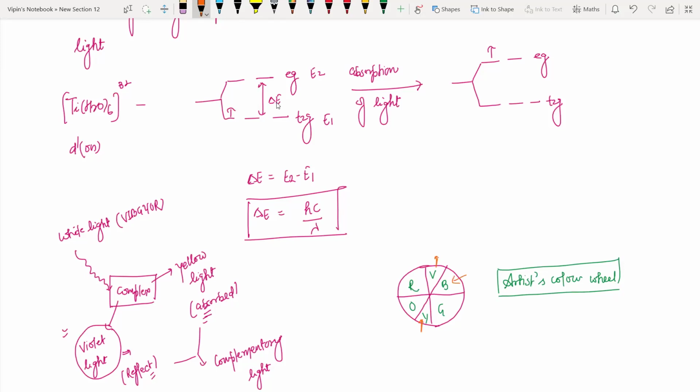Similarly, the complementary of blue is orange, and the complementary of red is green. It means if any system absorbs red light, then it will show green color. If any complex absorbs green light, then it will show red color. If any complex absorbs orange light, then it will show blue color. Similarly, if any complex absorbs blue light, it will show orange color. So this is all about the important complementary colors that can be represented by the artist color wheel, right?